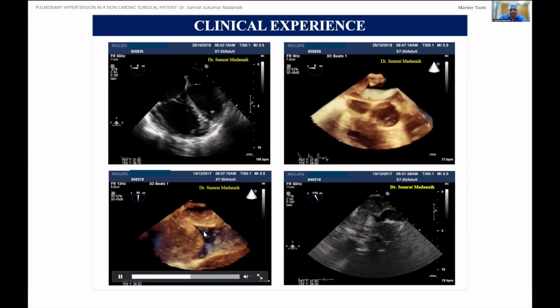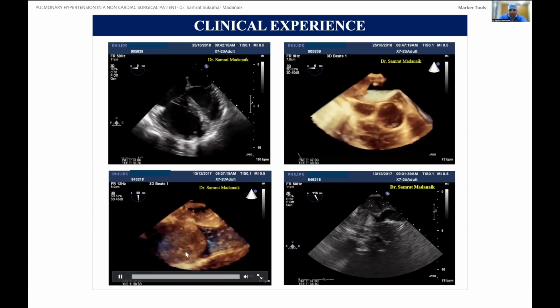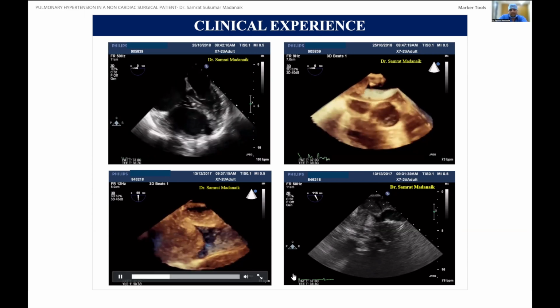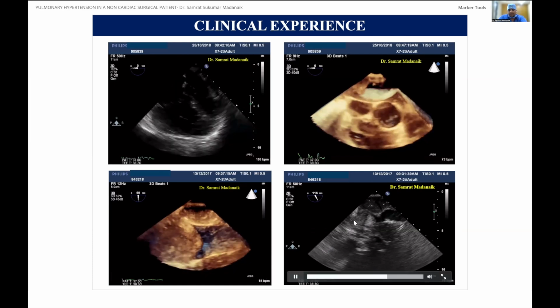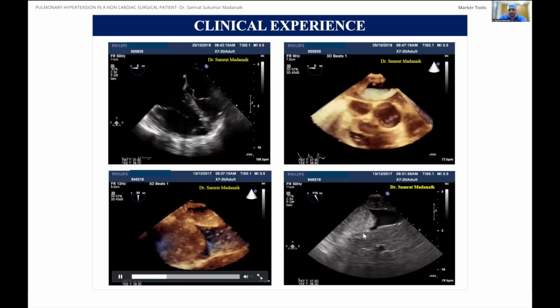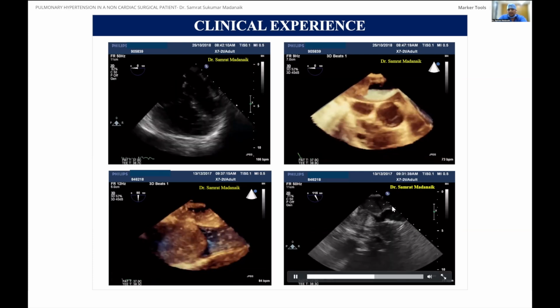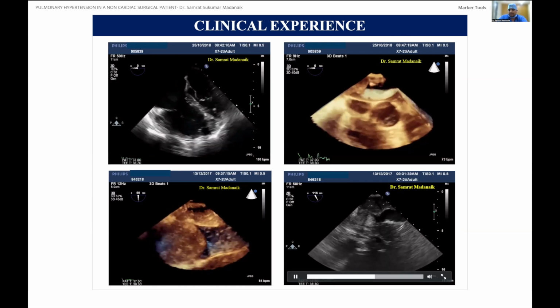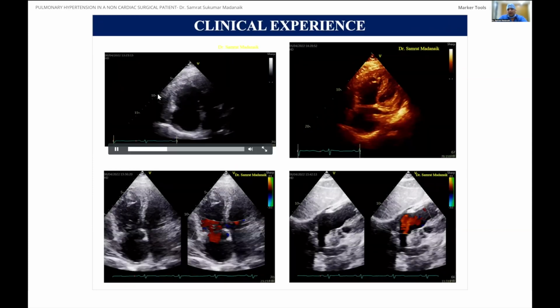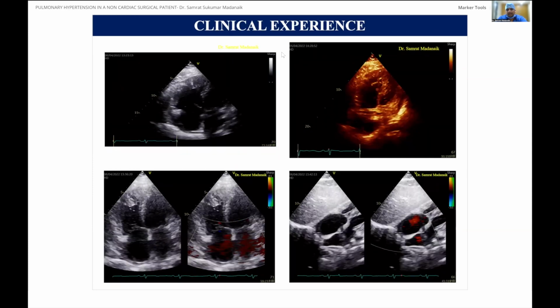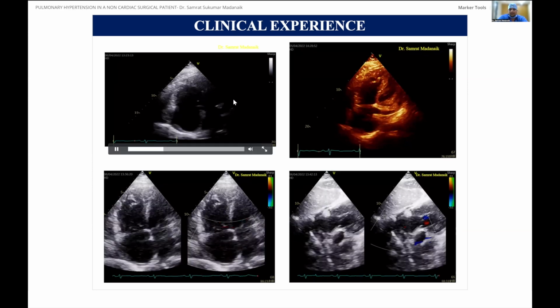Another patient I had was posted for renal cell carcinoma, and the patient had a thrombus in the hepatic part of the IVC. So we did this surgery under TEE guidance. You can see this is a thrombus sitting nicely in the inferior vena cava, in the hepatic part of the IVC.